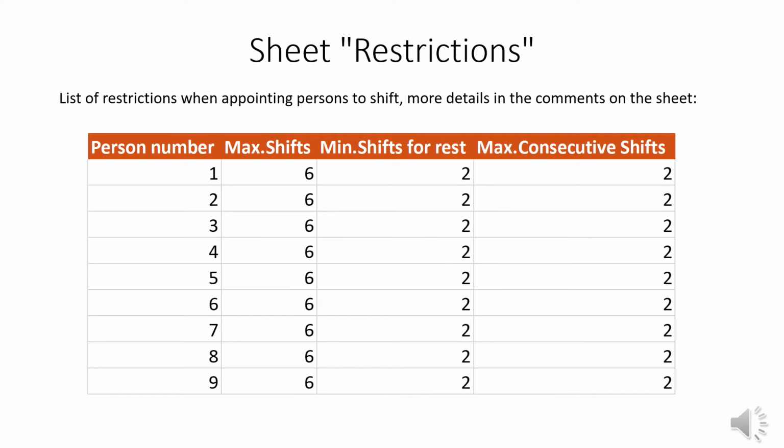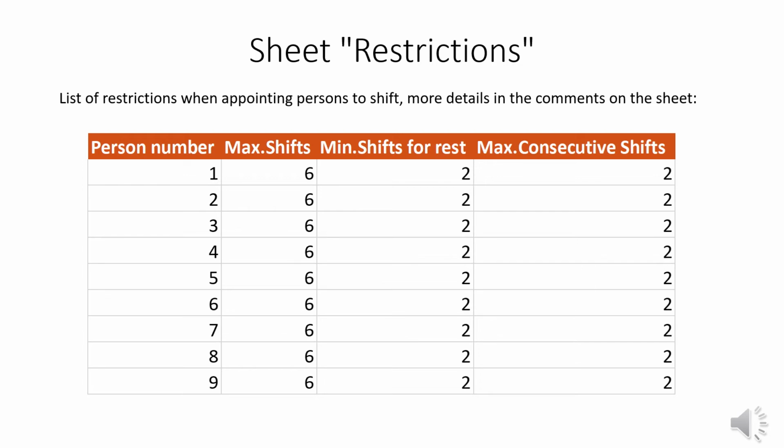Sheet restrictions, list of restrictions when appointing persons to shift. A person number is a unique personal number, see the personnel worksheet. Max shifts, the number of shifts that can be assigned to a person for the entire period. If 0, no limit. Min shifts for rest, the minimum number of rest shifts between assigned shifts for a person. If 0, no limit. Max consecutive shifts, the maximum number of consecutive shifts that can be assigned to a person.